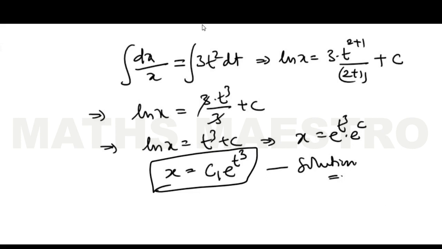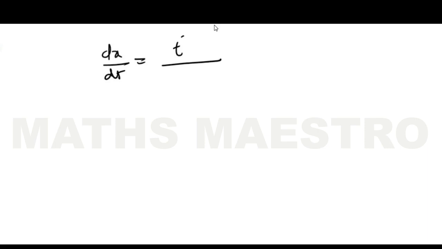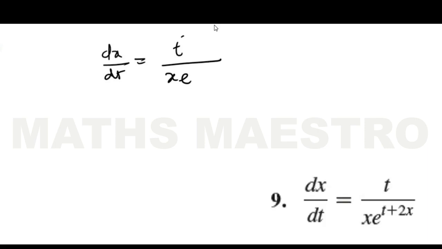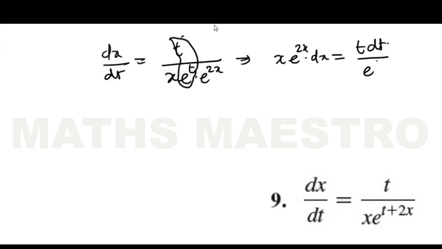Now we move on to question number 9. It can be written as t divided by x e to the power t multiplied by e to the power 2x. And now this is actually a variable separable equation. We can actually separate the variables given here. Then it can be rewritten as x e to the power 2x multiplied by dx is equal to t dt divided by e to the power t, or x e to the power 2x dx.